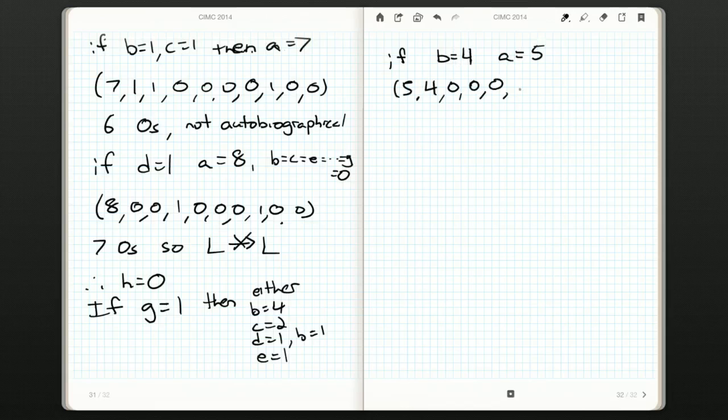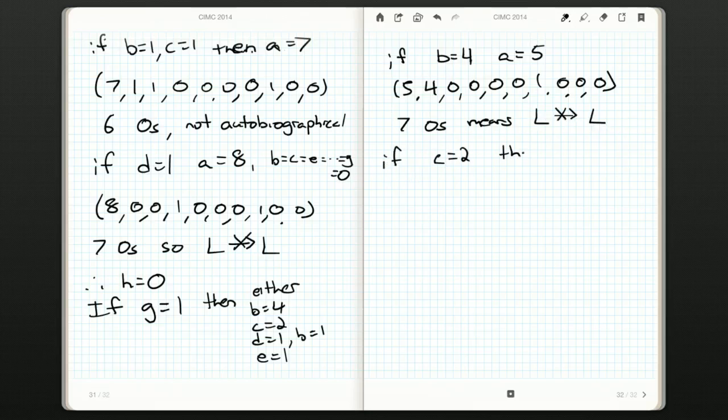C, D, E, F, G, H, I, J. So L will not go to L. We have 7 zeros, but we need to have 5 zeros. How about C equals 2? Then what do we have? We have A equals 7. So 7, 0, 2. I can already see this not working because we don't have 2 2s.